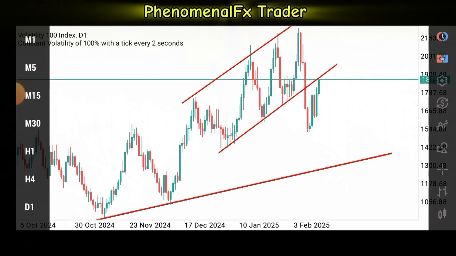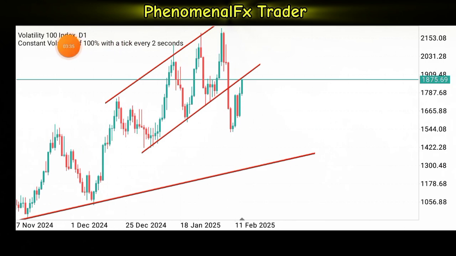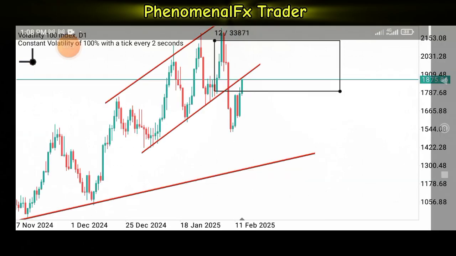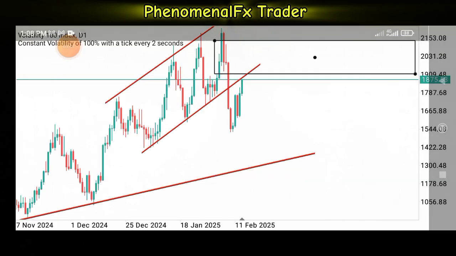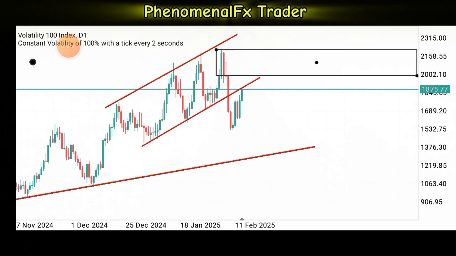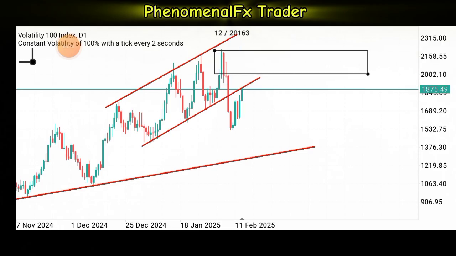But meanwhile, if we go down to the 4 hourly time frame, let's see what we get. Although on the daily time frame, I would want to put my resistance zone somewhere here.